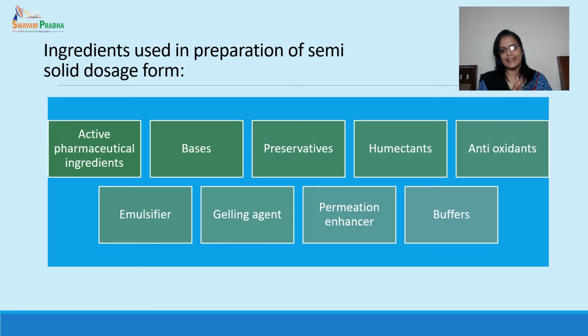Now what are the ingredients used in the preparation of semi-solid dosage forms? The active pharmaceutical ingredient, which is the main ingredient, bases, preservatives, humectants, antioxidants, emulsifiers, gelling agents, permeation enhancers, and buffers. So this is the list of ingredients which we use in semi-solid preparations.